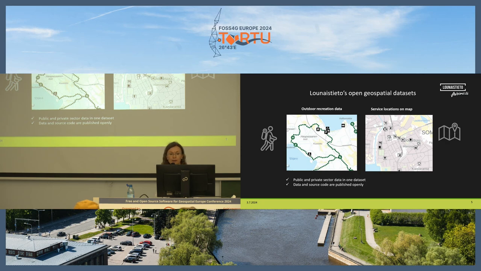And another data set is service locations on a map. So this data contains very different services, also private and public sector services. Both data sets are published openly. So anybody can download the data sets, and they are also available via interfaces, so they can be integrated into any API of other providers.